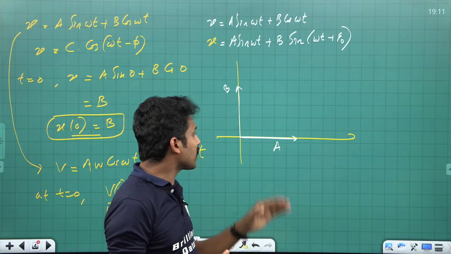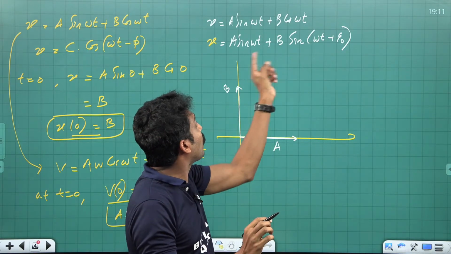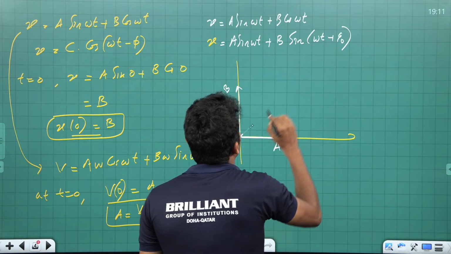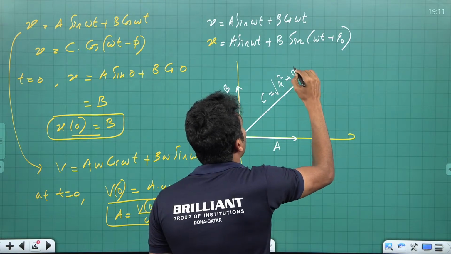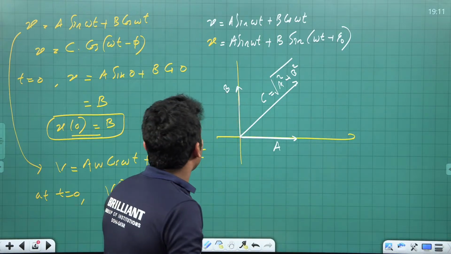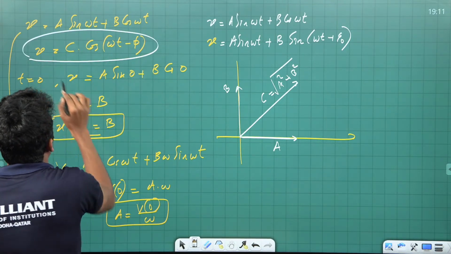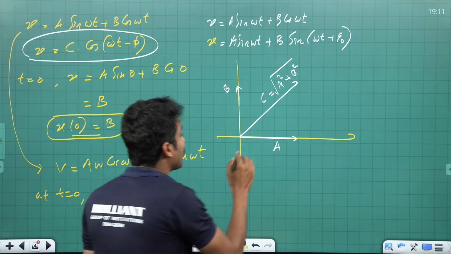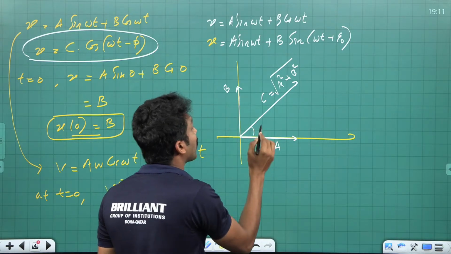Then the vector sum of these two vectors will be the resultant amplitude of these two functions. The vector sum is C, which is root of A square plus B square. This is the resultant amplitude, because we are going to write this in this format. Now here the amplitude is C.